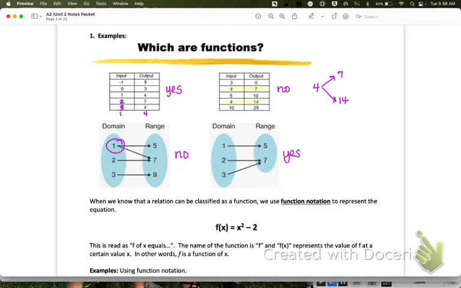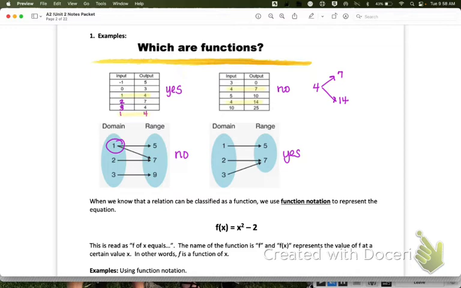It would still be a function because 1 went to 4, and then when I did 1 again, it still went to 4. So it didn't give me a different output, versus the second table, which is not a function because one time I see 4 and it goes to 7, and one time I see 4 and it goes to 14. That makes it not a function. If that 4 went to 7 both times, we'd be okay.